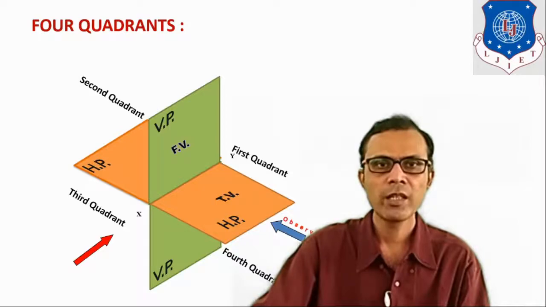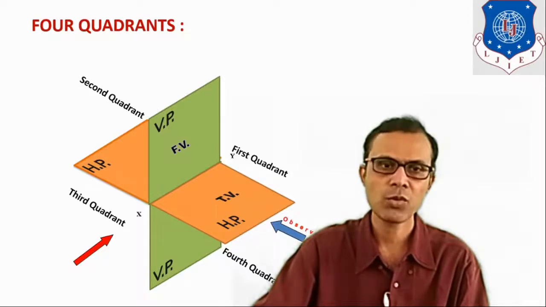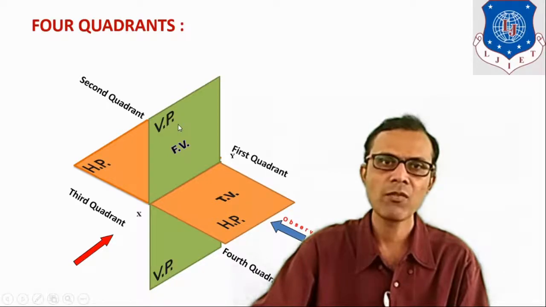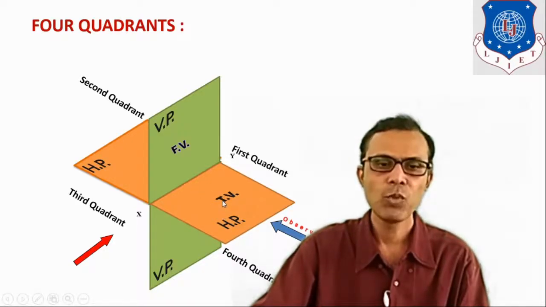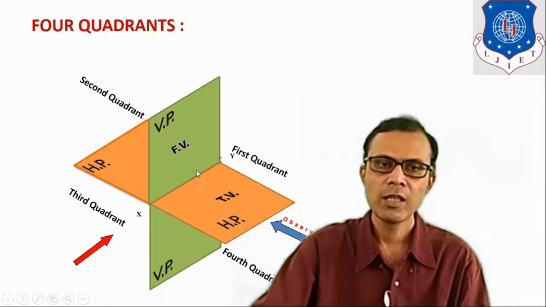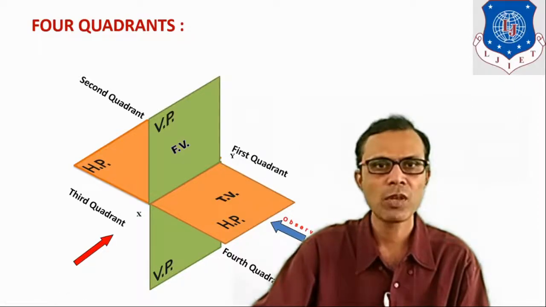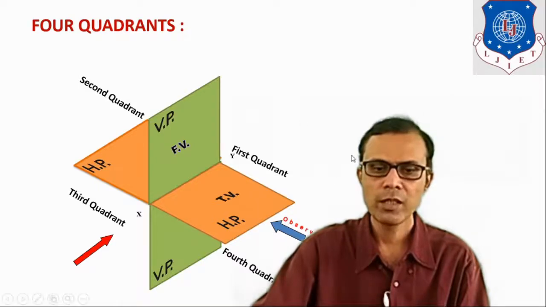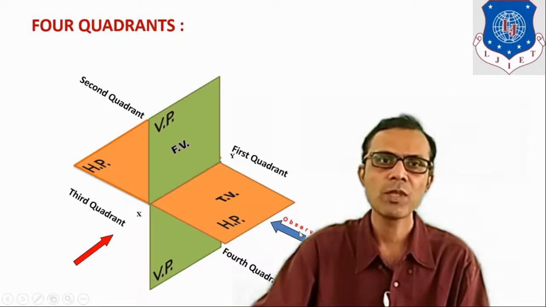Now here in this diagram, four quadrants are shown. VP is the short form of vertical plane, and HP is the horizontal plane. Both are extended, and where they meet, the intersecting line is known as the XY line or reference line. Here you can see there are four quadrants. The object may be located in any of the quadrants. The observer is here; it is the location for the observer.